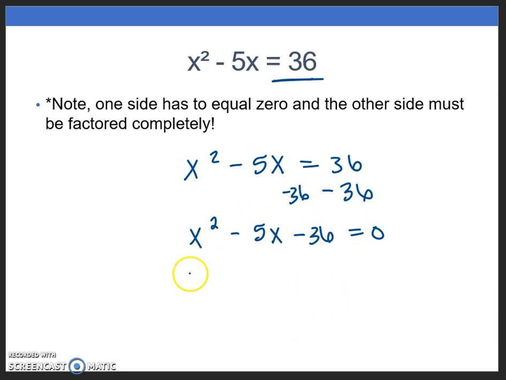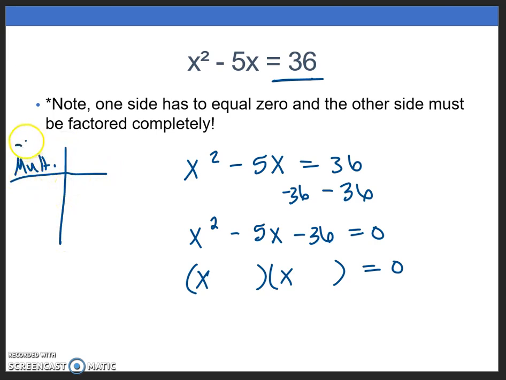Now I have a trinomial. I want to see what these two binomials are going to be. So x times x is how I get x squared, so they're both going to start with x. And now for this term, I have to figure out what I multiply to get a negative 36 that adds to equal a negative 5.